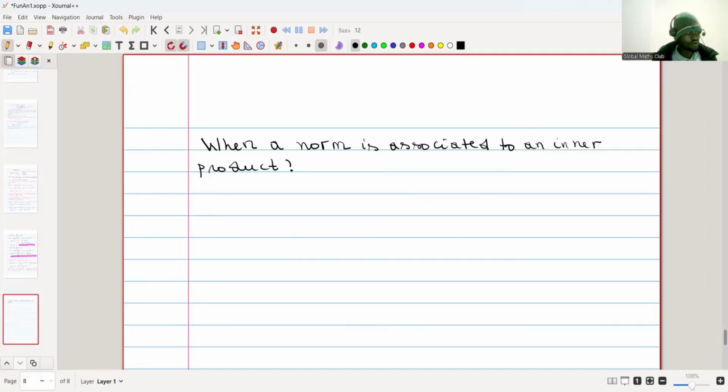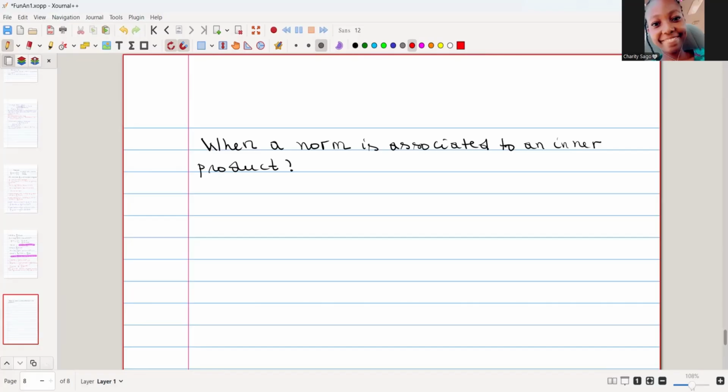But when we are going to do inner product spaces, or when you are going to do Hilbert spaces, you will notice that when you have an inner product, you can define a norm, but it's not always sure that when you have a norm you can define an inner product. Now, what is the condition when you have a norm you can define an inner product?